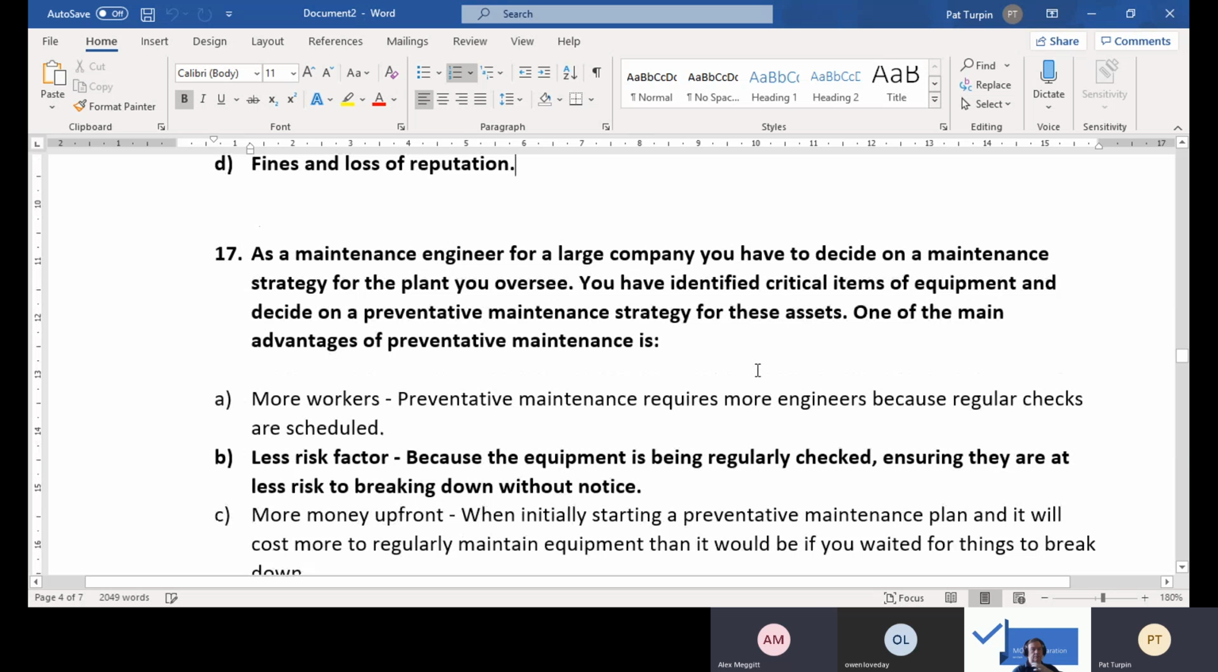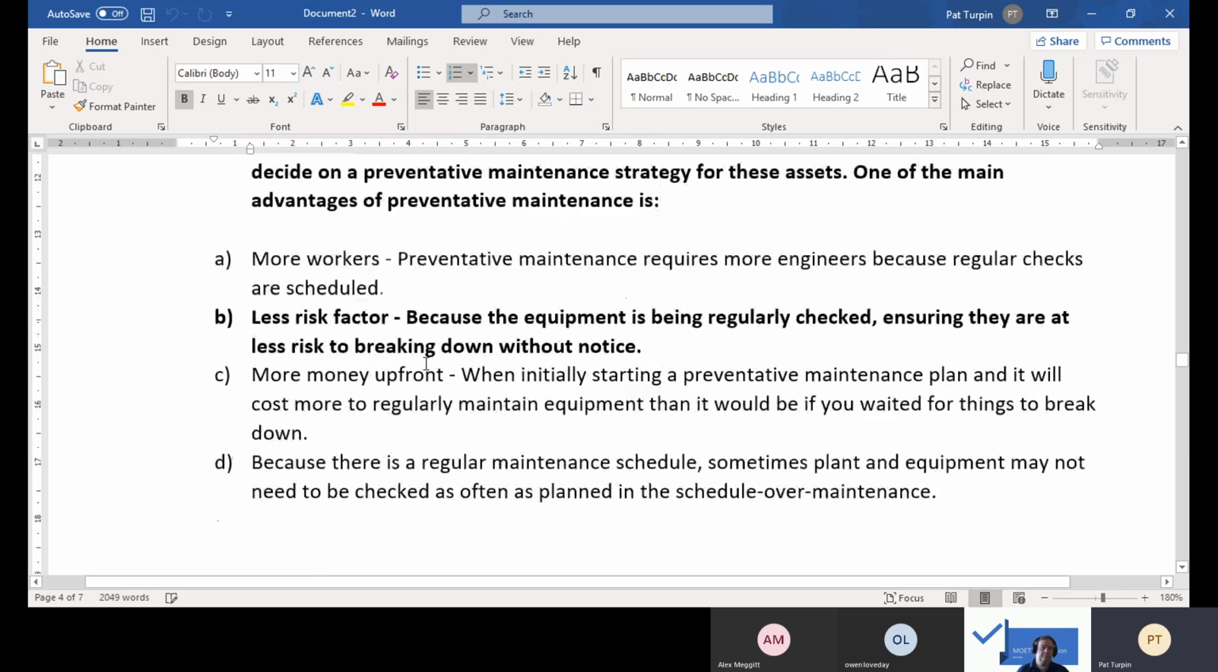As a maintenance engineer for a large company, you've decided on a maintenance strategy for the plant you oversee. You've identified critical items of equipment and decide on a preventative maintenance strategy for these assets. One of the main advantages of preventative maintenance is less risk factor because the equipment is being regularly checked, ensuring that there are less risks to break down without notice.